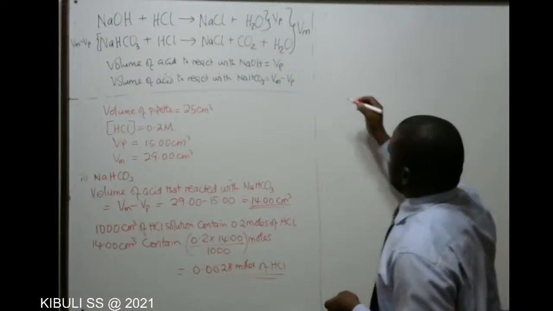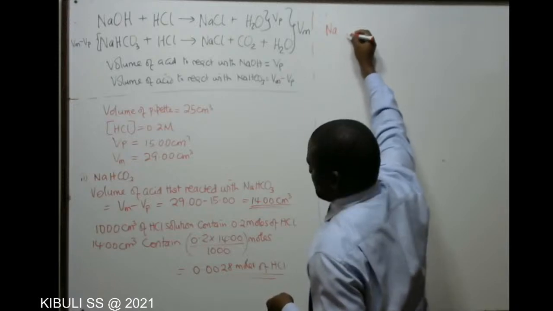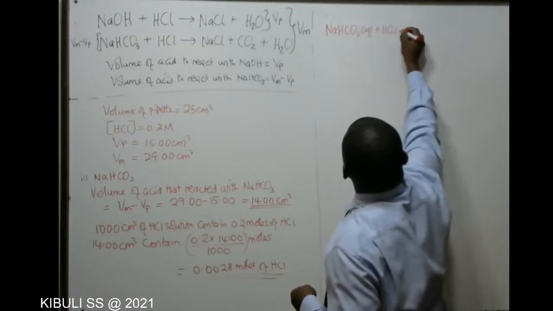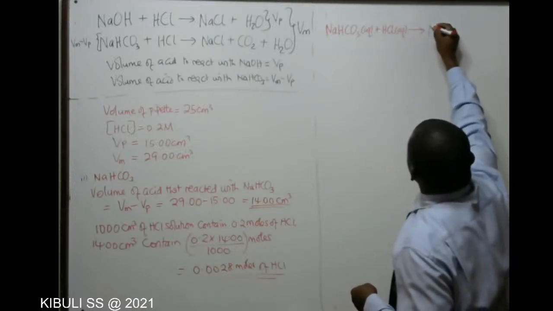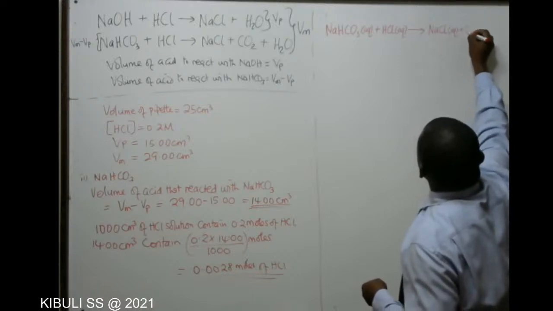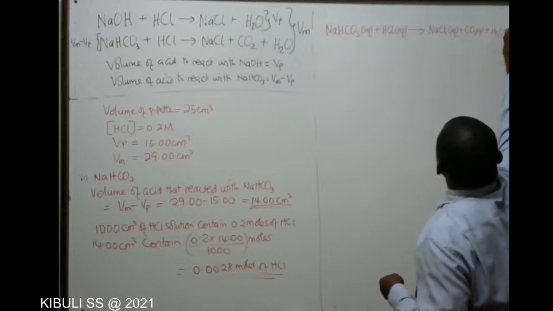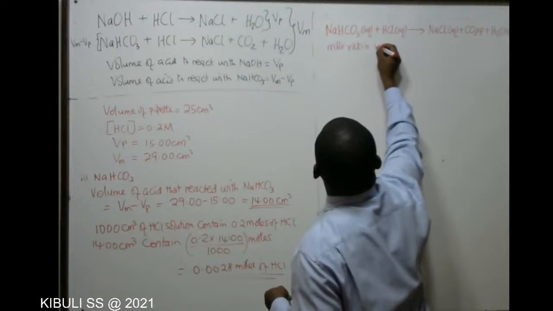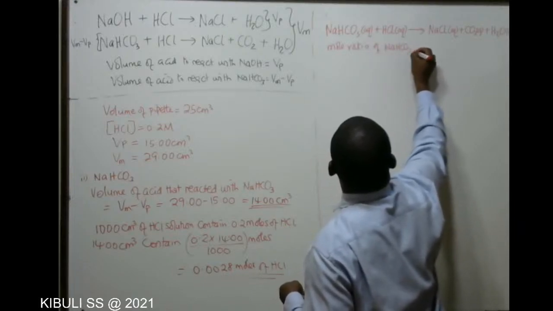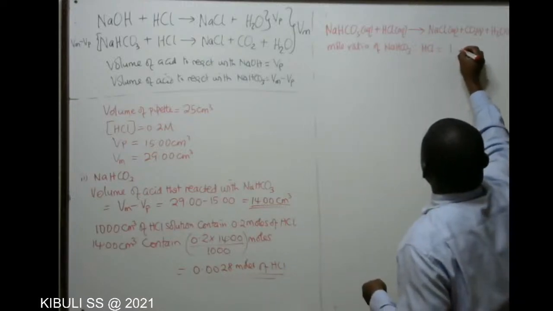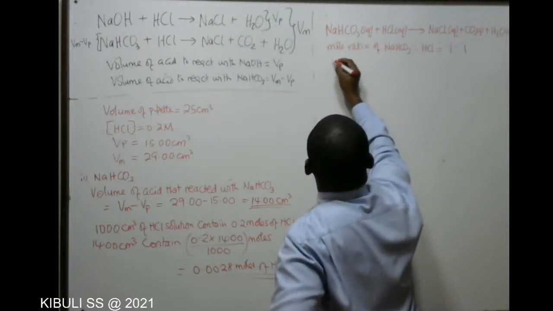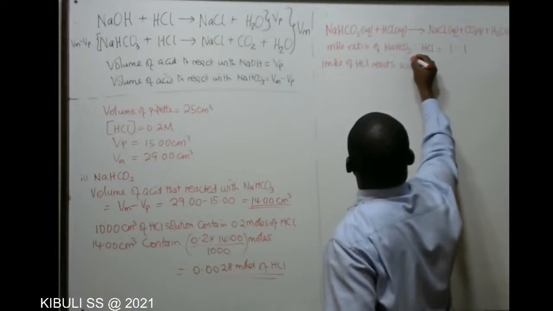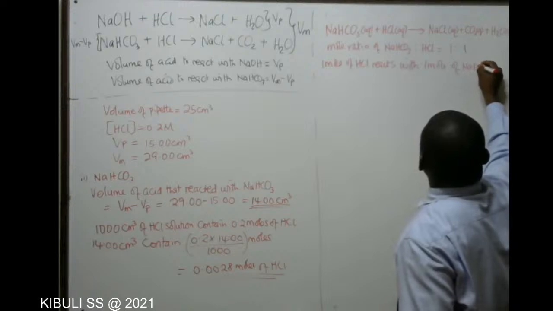After that, we write the equation. Sodium hydrogen carbonate reacts with hydrochloric acid to form sodium chloride plus carbon dioxide plus water, and the mole ratio of sodium hydrogen carbonate to HCl equals 1:1, meaning that 1 mole of HCl reacts with 1 mole of sodium hydrogen carbonate.